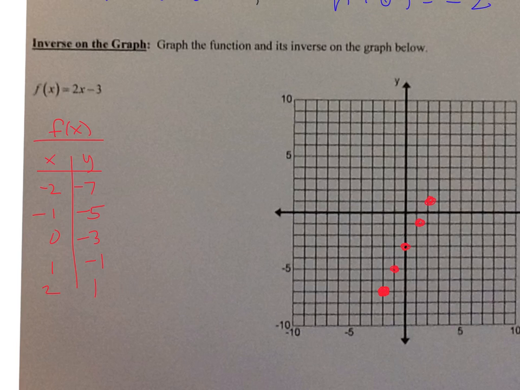So use the side of a piece of paper or the side of your calculator and draw a nice line for f of x. Don't freehand it like I'm doing here. Okay, and label that f of x. All right, now we want the inverse.